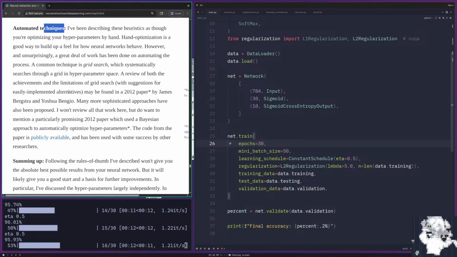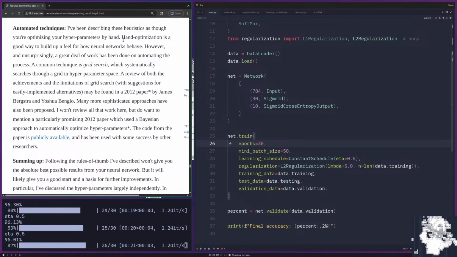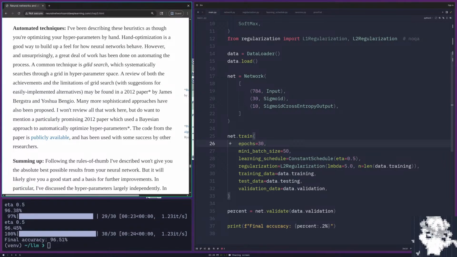Automated techniques. I've been describing these heuristics as though you're optimizing your hyperparameters by hand. Hand optimization is a good way to build up a feel for how neural networks behave. However, and unsurprisingly, a great deal of work has been done on automating the process. A common technique is grid search, which systematically searches through a grid in hyperparameter space. A review of both the achievements and limitations of grid search, with suggestions for easily implemented alternatives, may be found in a 2012 paper by James Bergstra and Yoshua Bengio.